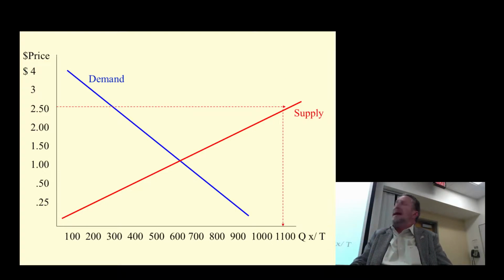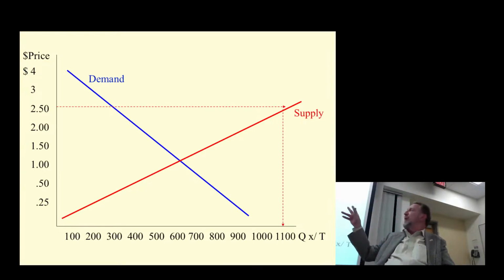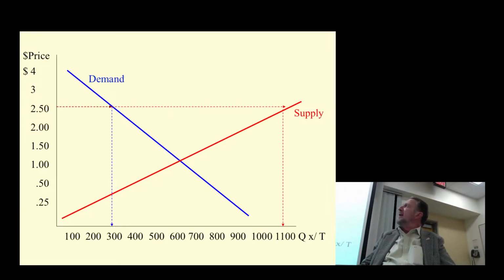We noted that at any price above X marks the spot, which is called equilibrium, there is a surplus. There's more being supplied than is being demanded at that per unit price. And we noted that competition between the sellers will cause that price to come down. A surplus means there's stuff left over in the marketplace. They thought they brought to market 1,100 units. They were only able to sell 300. And so that is called a surplus.